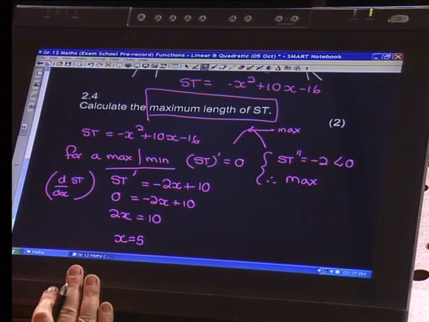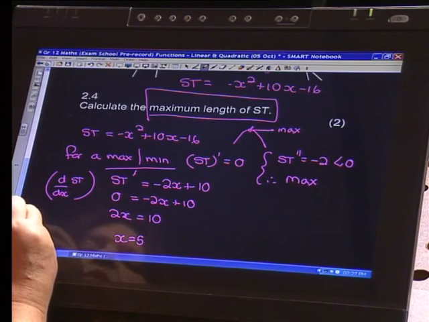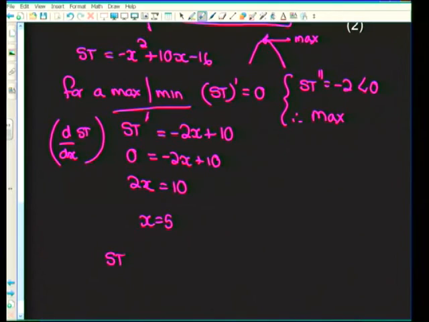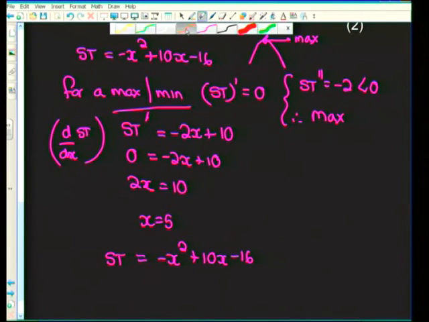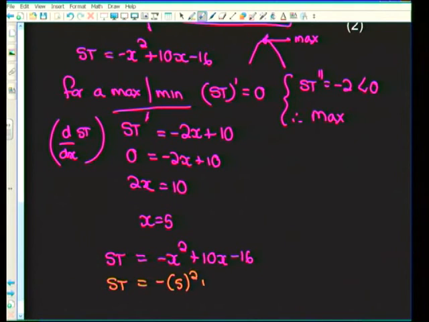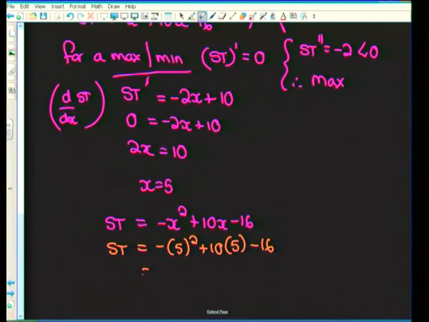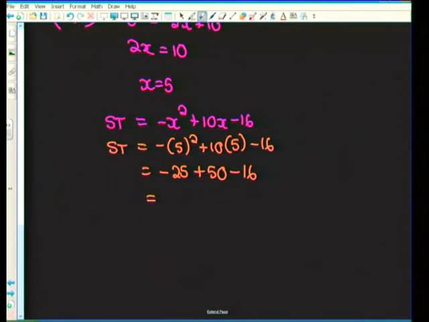So right, now we know that this happens when x is 5. So what I'm going to do now is I'm going to go to my expression, ST, which was minus x squared plus 10x minus 16, and I'm going to substitute in every x equal to 5. So it's minus 5 squared plus 10 times 5 minus 16. And so that's going to give me minus 25 plus 50 minus 16, which means that's going to give me 25. 25 minus 16 is going to give me 9. I think I'm right. Let me check. Yes, that's right.